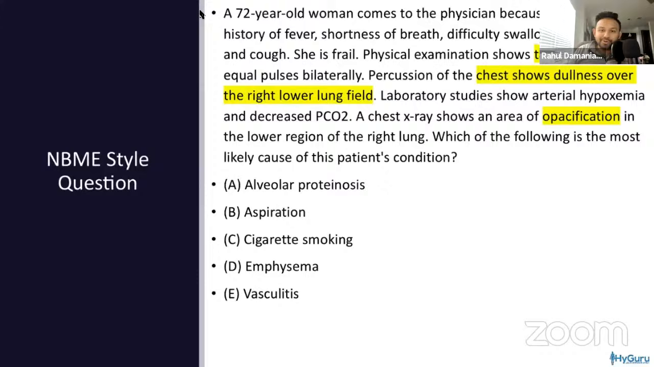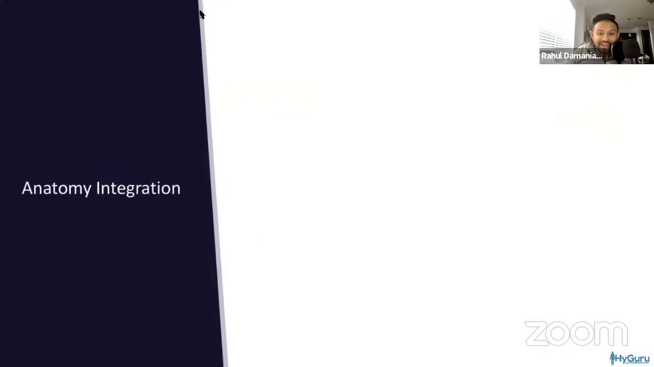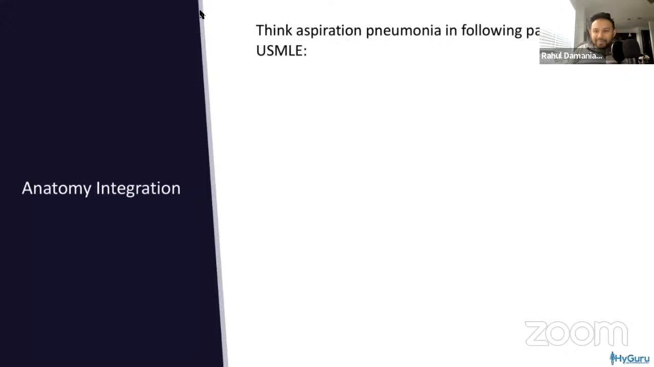And this is an elderly female who may have some sort of an aspiration risk because of the cough, and that is why B is going to be the correct answer. So let's do a little bit of an anatomy integration. Think aspiration pneumonia in the following patients on the USMLE.